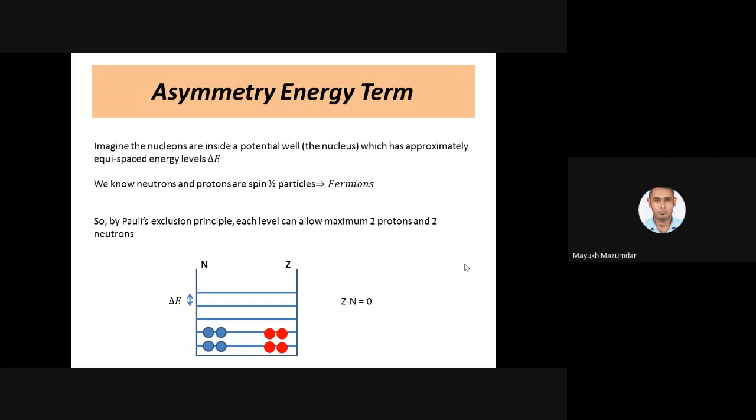Anyways, the asymmetry energy term, I'm trying to explain it very simply, very lucidly. It is imagined that the nucleons inside the nucleus behave as a potential well. I think you remember what a potential well is. You studied a one-dimensional potential well, isn't it? Remember that in quantum mechanics? Yes, sir.